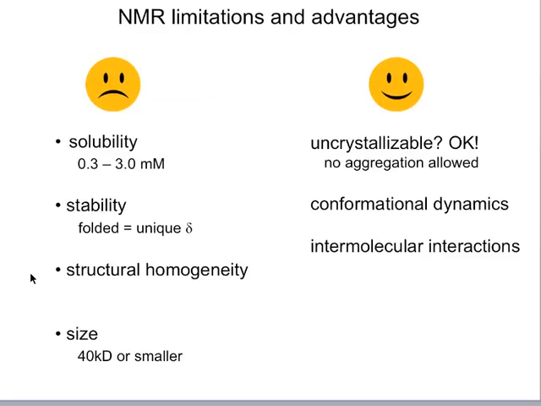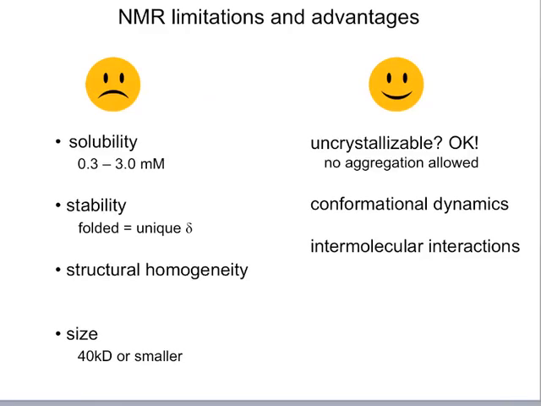Likewise, if there's structural heterogeneity, this is related to the folding and stability problem. If the protein adopts multiple conformations, then that leads to a very confusing NMR spectrum, and we can't really interpret it very well. And finally, most of the time we're restricted in traditional NMR experiments to monitoring or determining the structures of relatively small proteins.